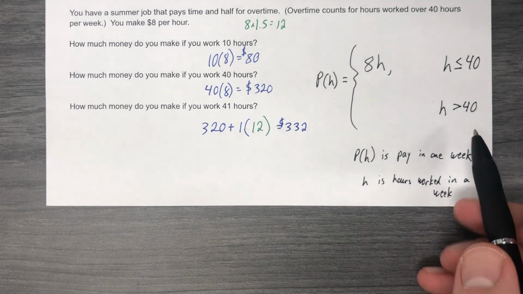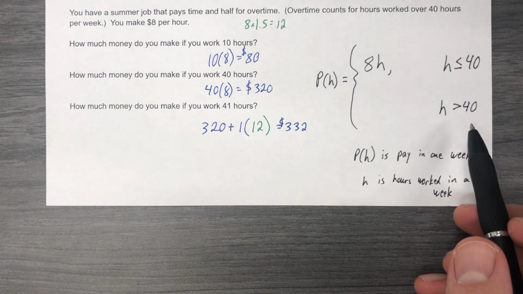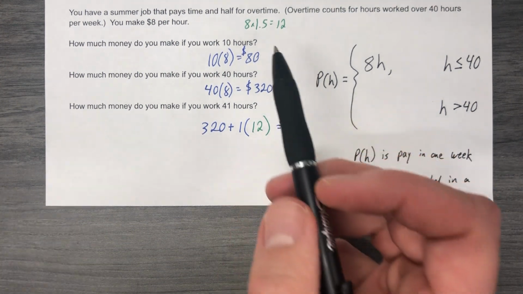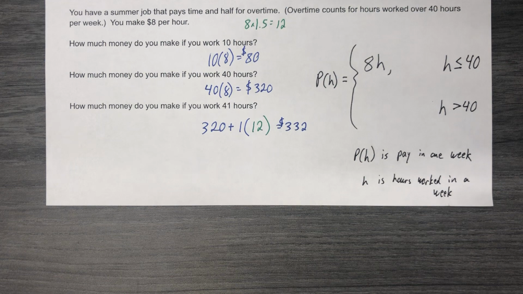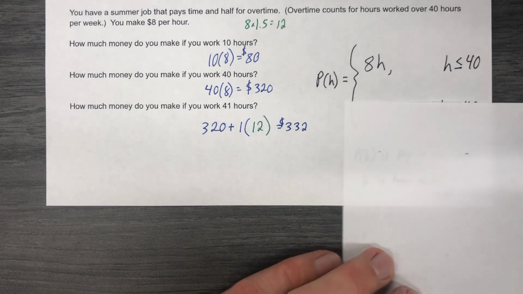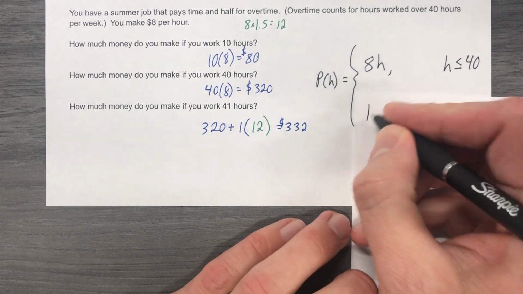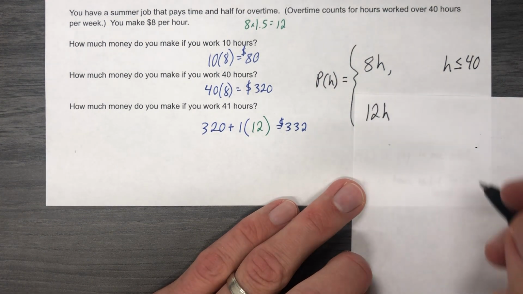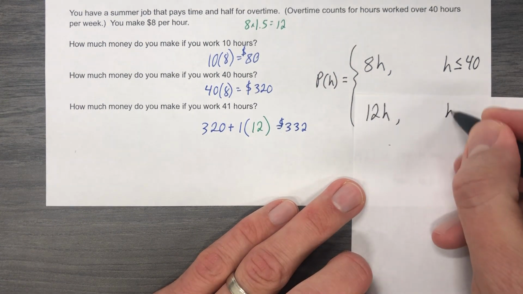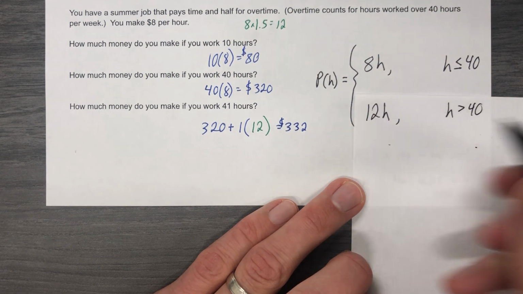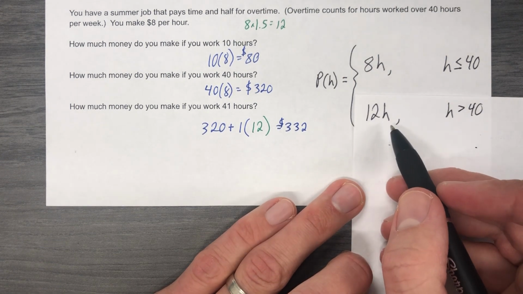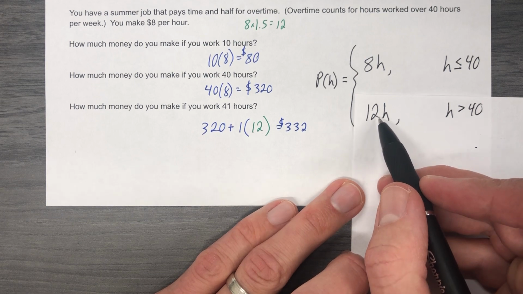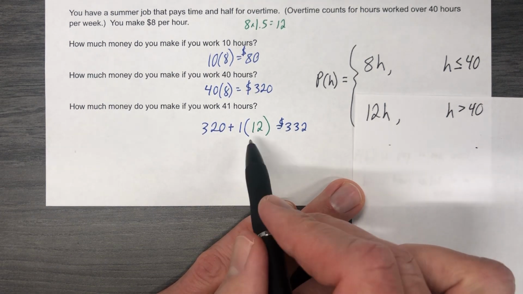But if I get paid for working over 40 hours, it's not as easy as saying, oh, well, it's 12 times the number of hours, okay? So if you want to do it wrong, please don't. But if you wanted to do it wrong, you could say, oh, well, that one's just going to be 12 times the number of hours. Well, no, because that would mean, and again, this is wrong, so don't write this. But if I did this, that means if I worked 41 hours, then I earned $12 for all 41 hours? No, that's not what we did here.